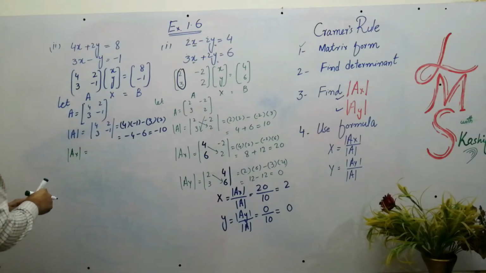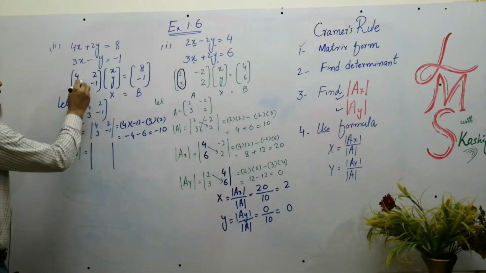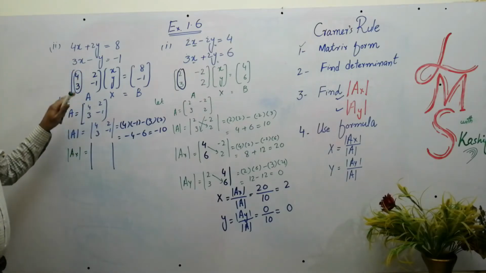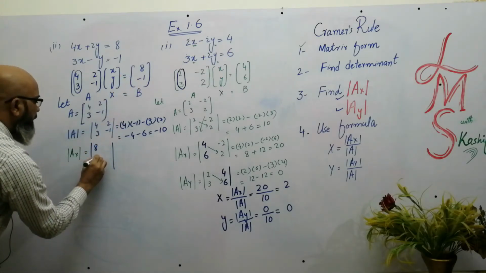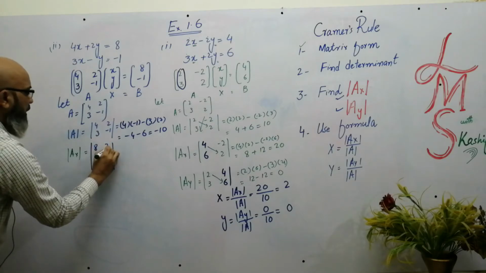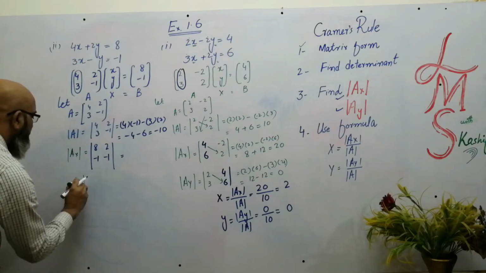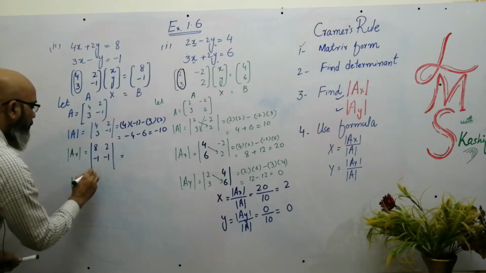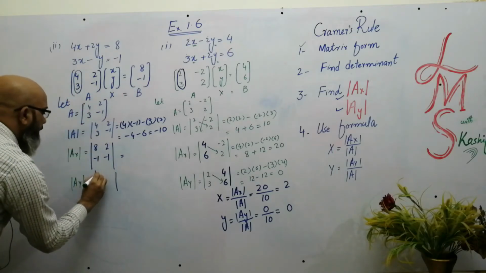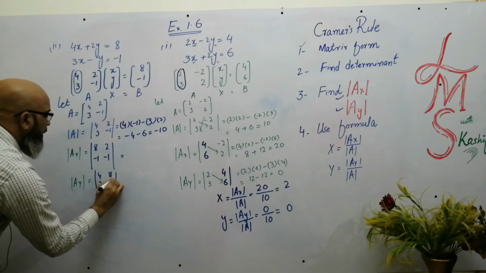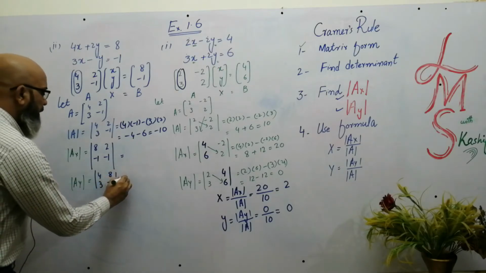How can you make Ax determinant? As we did in the previous question, we will change this column, the coefficients of x, with the constants. So what are the values of the constants? That is 8 and minus 1. These values remain the same. And in Ay, we will change this column with the constants. These values remain the same, 4, 3 and 8, minus 1. Clear? So now it's easy for you to find the determinants of both.